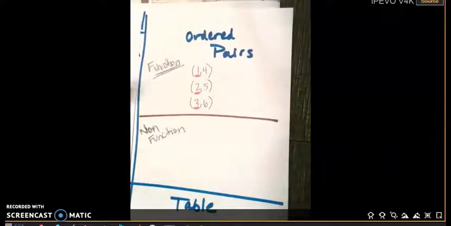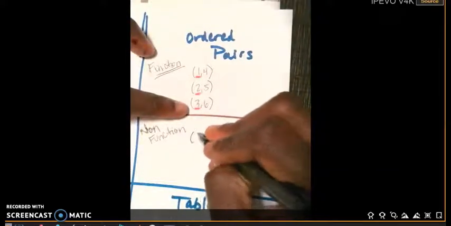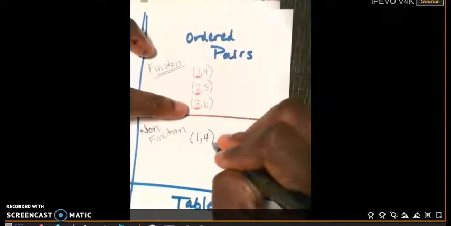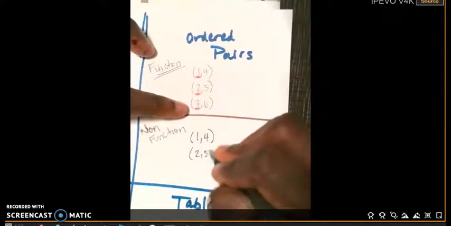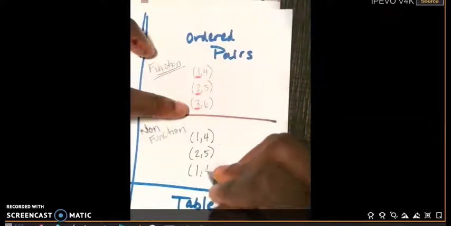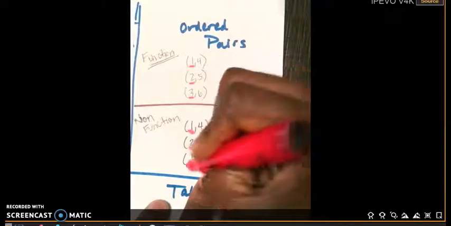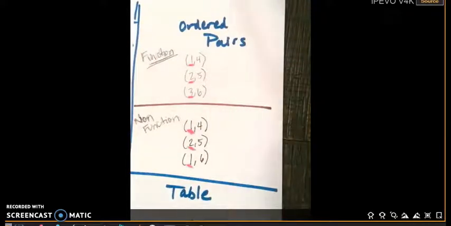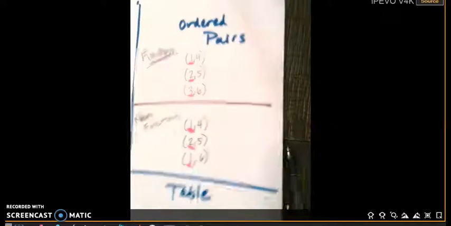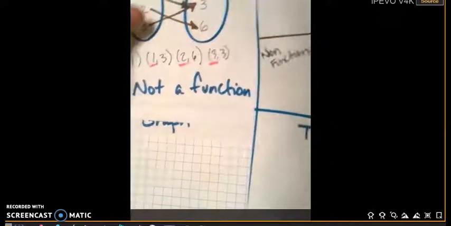Let's take a look. I'm going to use something very similar. I have 1, 4. I'm going to use 2, 5 again. And then what if I switch it up and use 1, 6? When I do that, if I highlight my input values, that's 1, 2, and 1 again. So this particular input value, the 1, is mapped to two different outputs. Therefore, it is not a function, a non-function. Now I want to take a look at the graph down here. I'm going to move this down here.